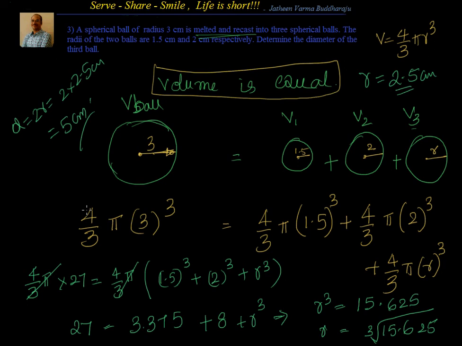We know volume is equal in both the cases. The volume of the spherical ball of radius 3 centimeter is equal to the sum of volumes of spherical balls of radius 1.5, radius 2, and radius r. We don't know what it is, so let's take it as r. So equating the volumes, you find that r equals 2.5 and diameter equals 5.